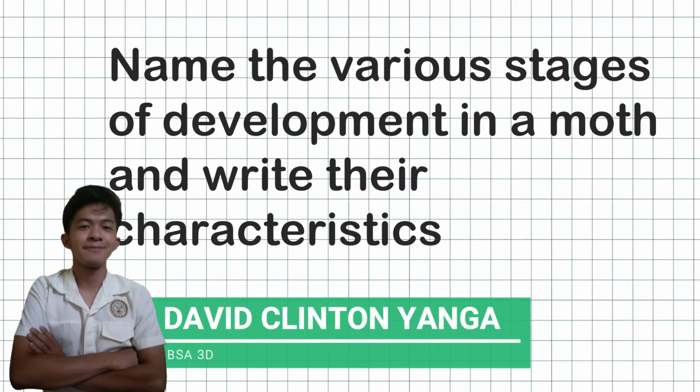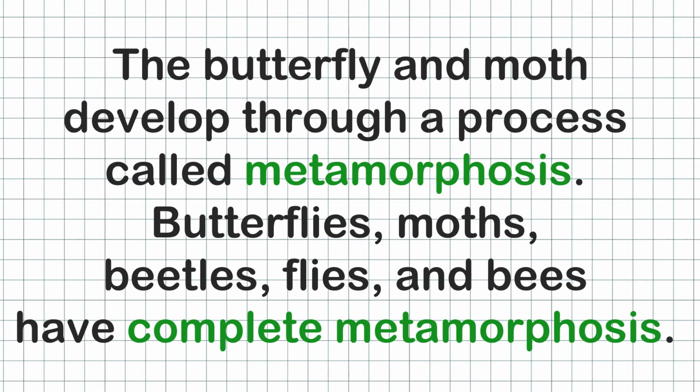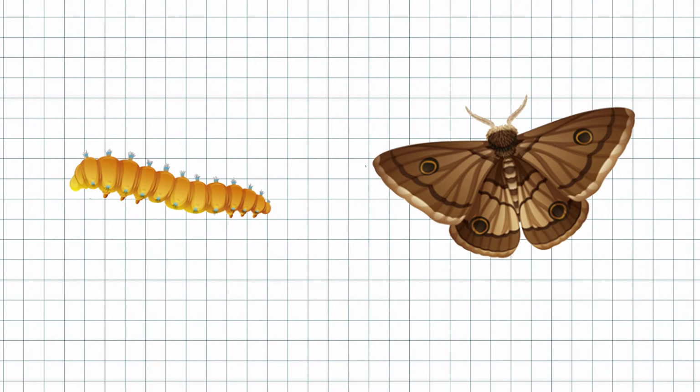Name the various stages of development in a moth and write the characteristics. The butterfly and moth develop through a process called metamorphosis. Butterflies, moths, beetles, flies, and bees have complete metamorphosis. The young, called a larva instead of a nymph, is very different from the adults. It also usually eats different types of food.